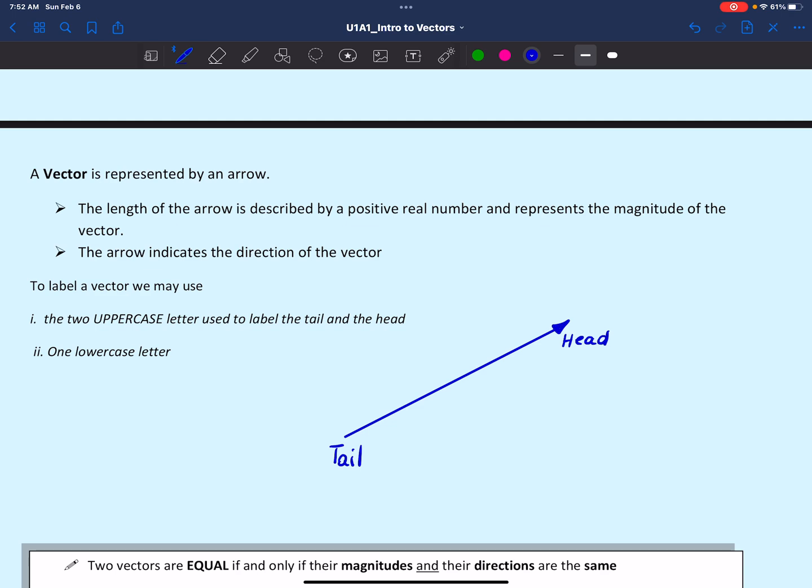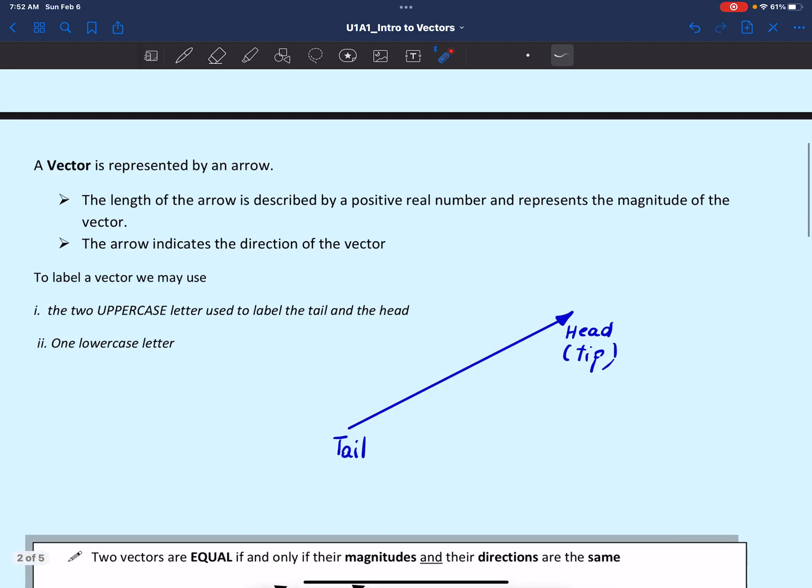Now, sometimes we refer to the head of the vector as the tip of the vector, which we use whichever term is easier to you. Now, the length of this line segment will describe the size of the vector, and the arrow will describe the direction of it. Now, how do we label vectors when we are solving problems? So we need to communicate that. So normally we use uppercase letters for each end. So an uppercase letter for the tail, an uppercase letter for the head.